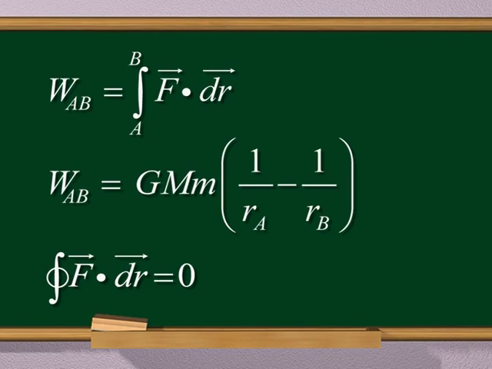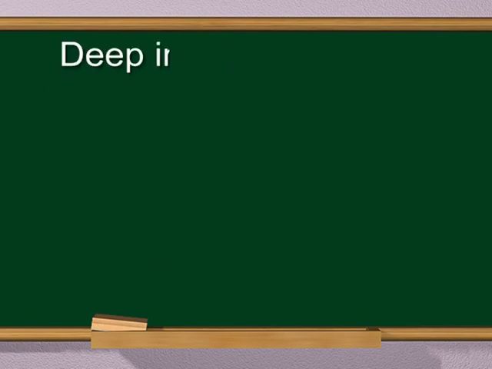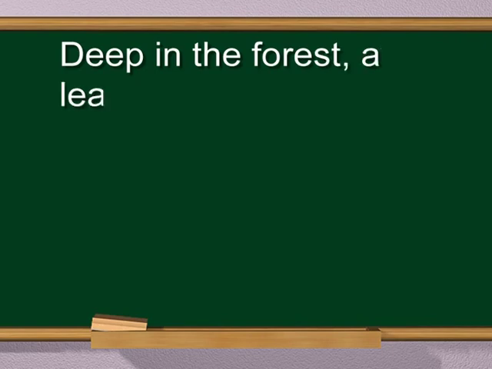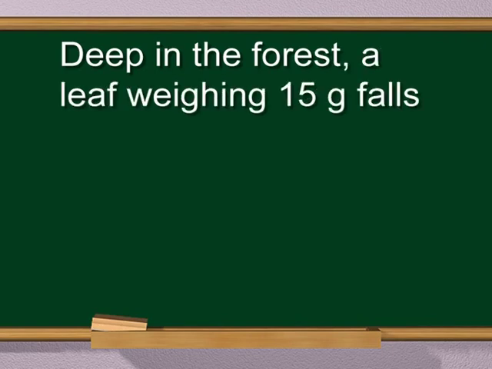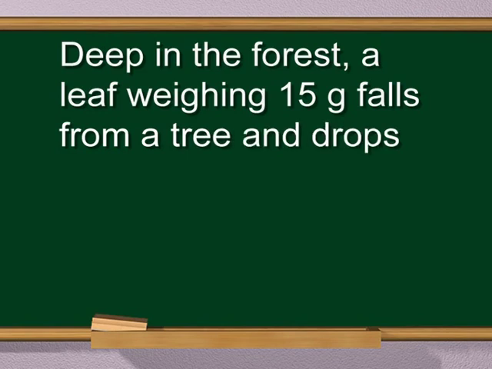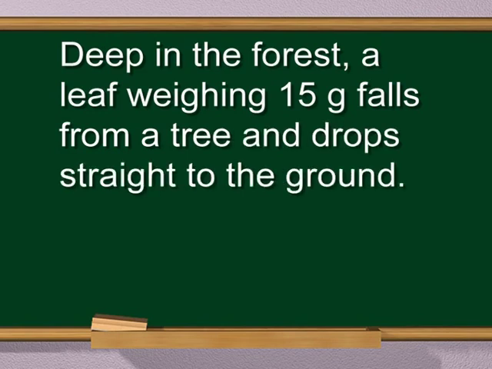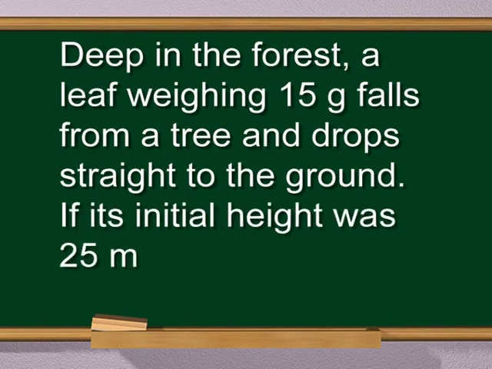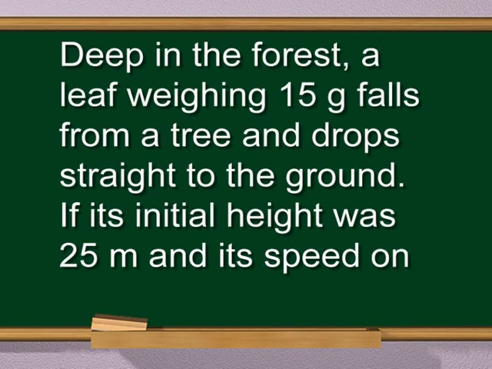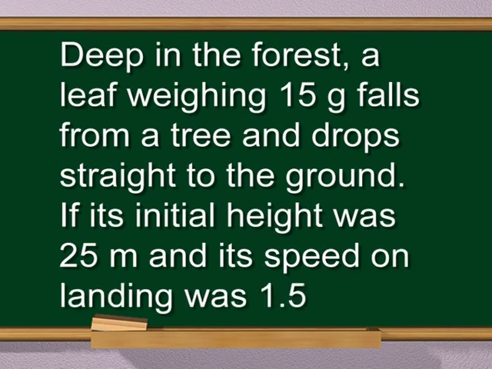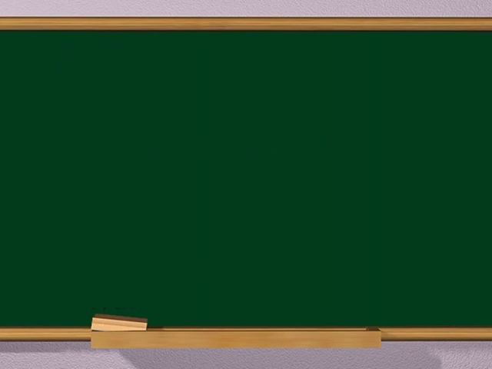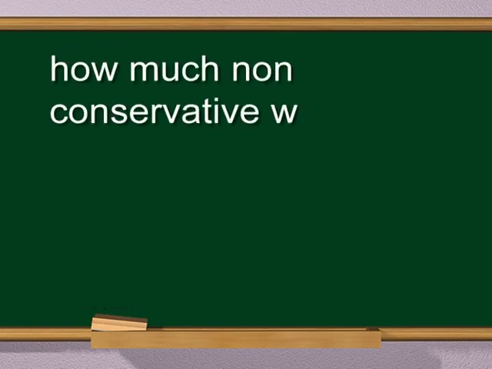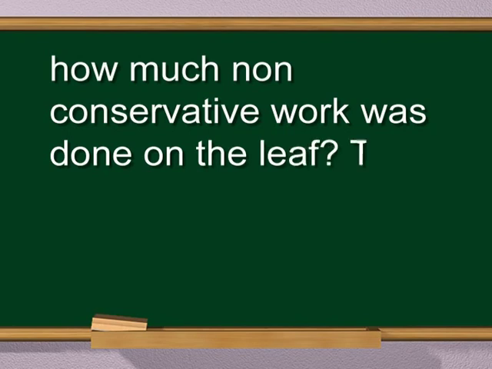Conservative forces and non-conservative forces, some numerical problems we will now solve. Deep in the forest, a leaf weighing 15 gram falls from a tree and drops straight to the ground. If its initial height was 25 meter and its speed on landing was 1.5 meter per second, how much non-conservative force was done on the leaf?